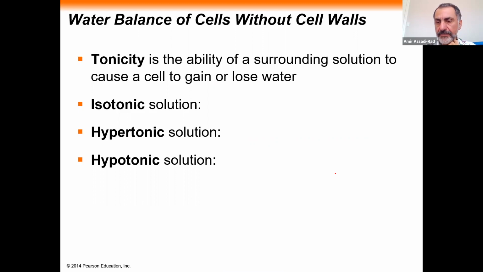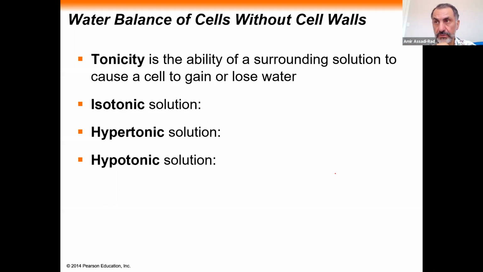Tonicity means strength. It is the ability of the surrounding solution to cause a cell to gain or lose water. Isotonic means both sides of the cell, inside and outside of the cell, have the same solute. Hypertonic solution means the solution outside of the cell has more solute than inside of the cell. Hypotonic is when the outside of the cell has less solute.